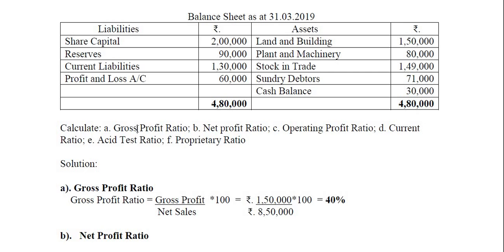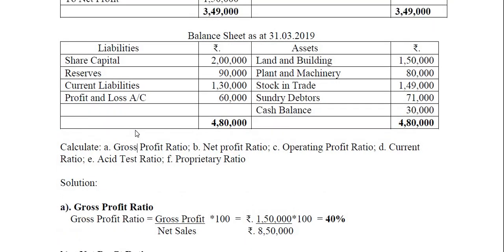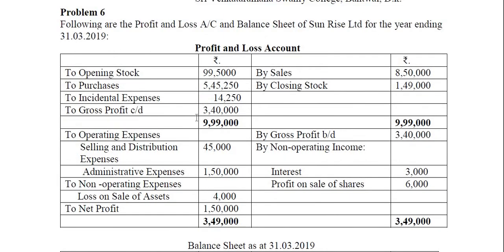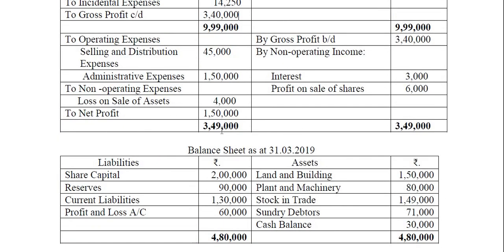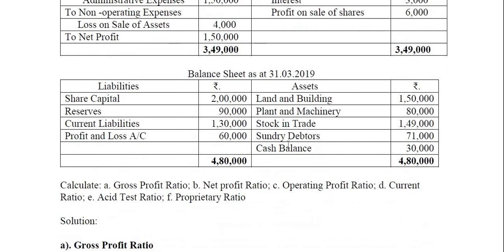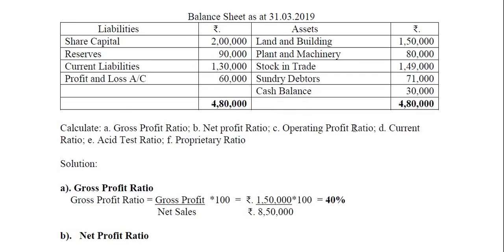What is gross profit ratio? Gross profit ratio is equal to gross profit divided by net sales into 100. So gross profit is 3,40,000 divided by net sales. Your sales and net sales are one and the same, 8,50,000 into 100. So you will get the gross profit ratio. The net profit ratio is net profit divided by sales into 100. You will get the net profit ratio.